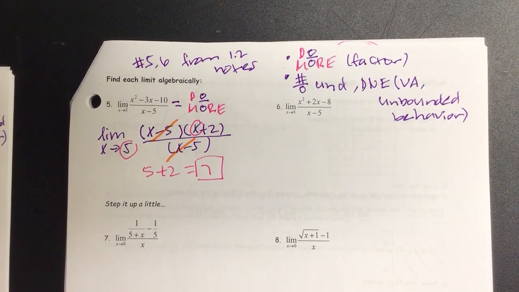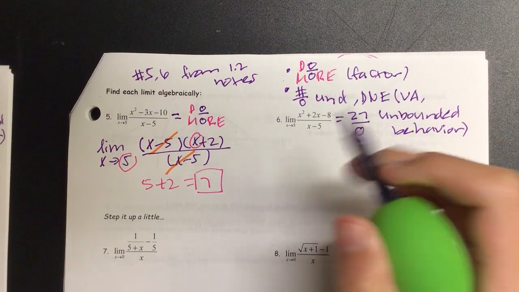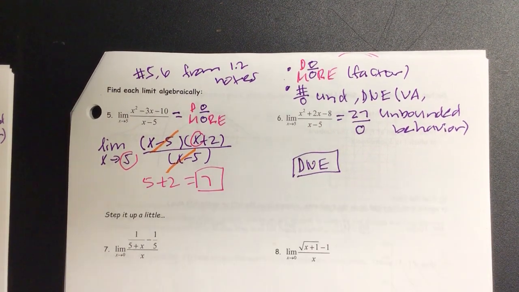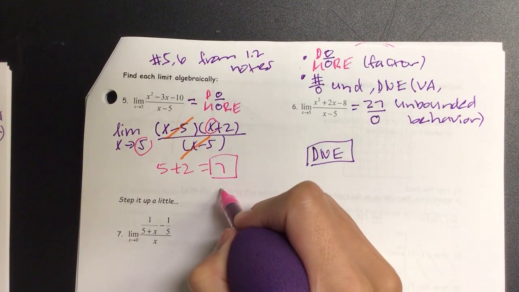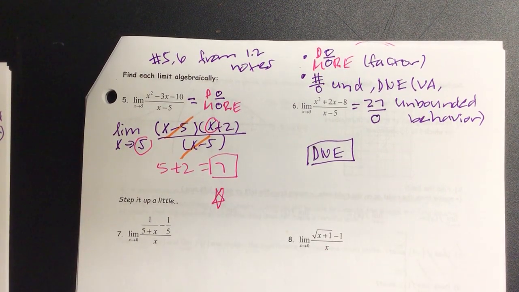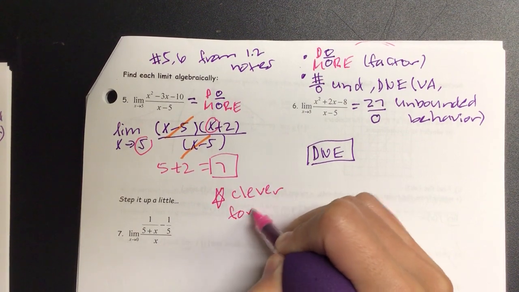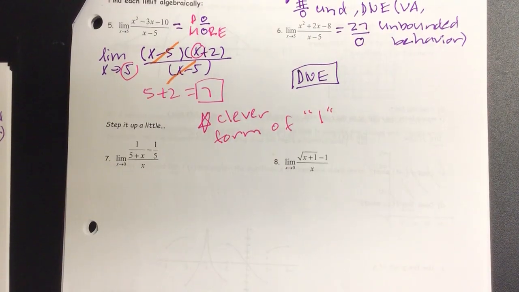On number 6, when you plugged it in, it was 27 over 0. So what is it? Undefined, meaning does not exist. Do not enter. All right, moving on. Let's step it up a little bit. And I want you guys to write something on this one. This one is going to be 0 over 0, and it's not going to be factored on this one. So I'm going to write on for these two, clever form of 1. And we'll see what that basically means.